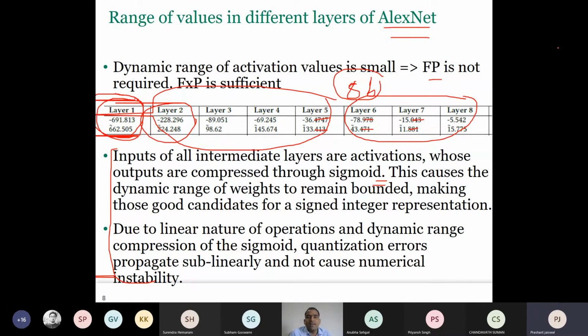Okay, so actually in layer 1, suppose this is a neural network, say AlexNet. AlexNet will have 5 convolution layers and 3 FC layers. Now this is the range of values which we see in that layer. This shows the value of the output of each neuron in that layer.